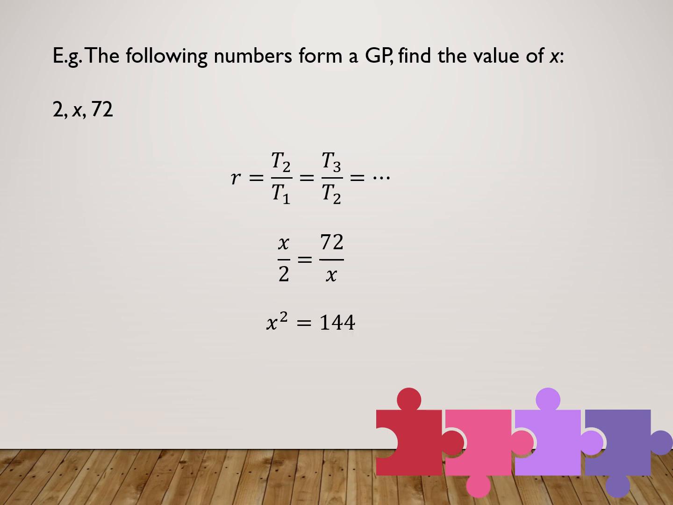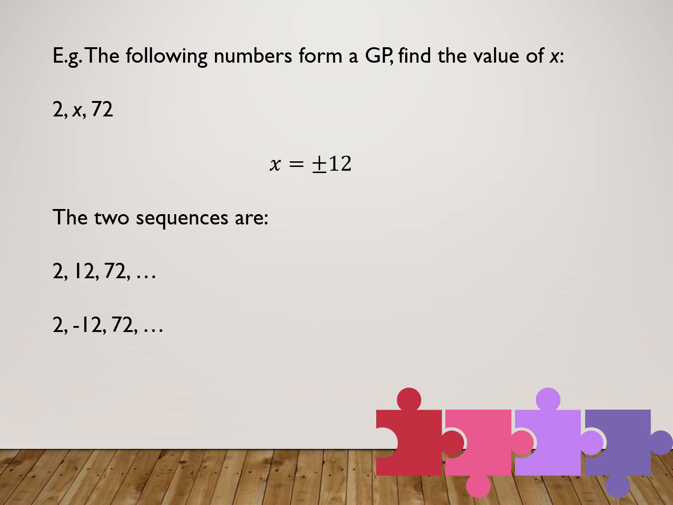If you multiply this out, getting a common denominator, you get x squared equals 144. Now, hopefully you know that this is going to give you two solutions. One solution is plus 12, the other solution is minus 12. So that means we have two possible sequences: 2, 12, 72, which is multiplying by 6, or 2, minus 12, 72, which is multiplying by minus 6.